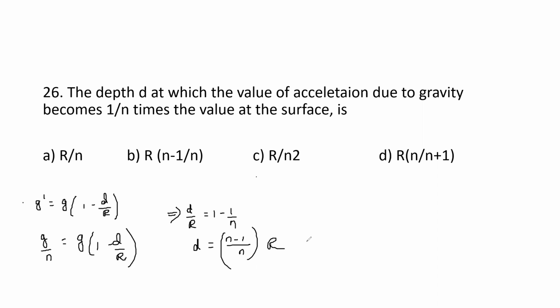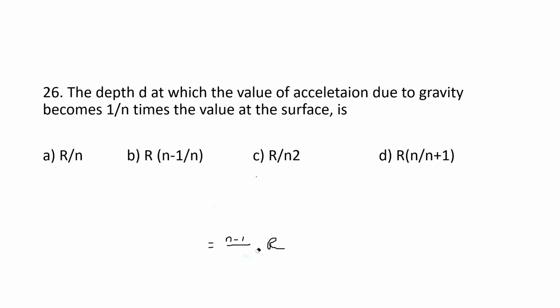Therefore, the correct option is option B: n minus 1 divided by n, into r. Option B is the correct option. Is it clear? We need to understand the meaning of the question so that the simplification will be very easy, right?